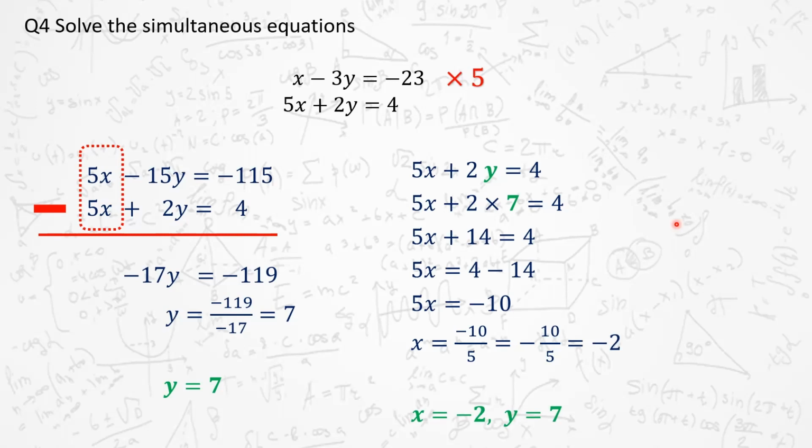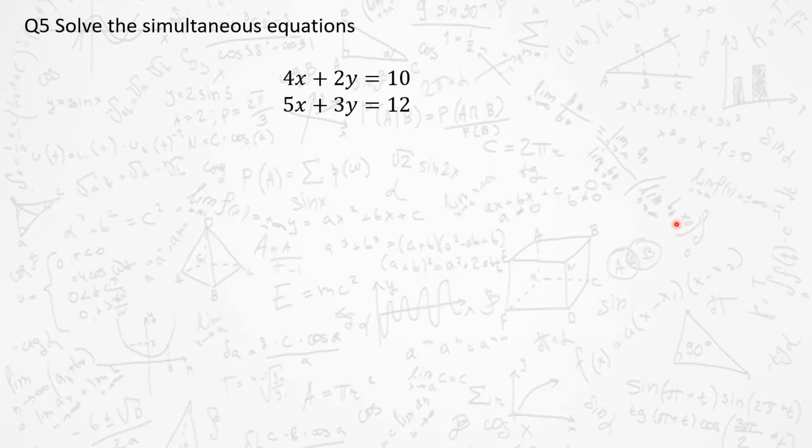This is our question 4. Next one, question 5. We have 4x plus 2y equals 10 and 5x plus 3y equals 12. Again, none of the terms are the same. I would have to make them the same. So the goal is to find the lowest common multiple. If I want to make the y terms the same, I need to times the top equation by 3, the bottom equation by 2. Remember, every single term has to be timed by the number respectively.